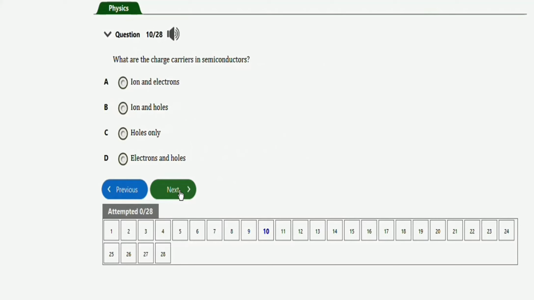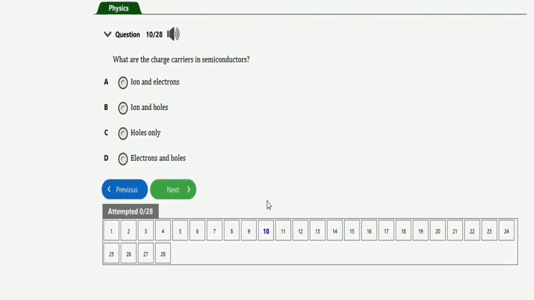Next question is this one. It says, which are the charge carriers in semiconductors? We have ion and electrons, ion and holes, holes only, electrons and holes. The right option is option D, which is electrons and holes. The electrons being the negative aspect, the holes being the positive aspect of the charge carrier.